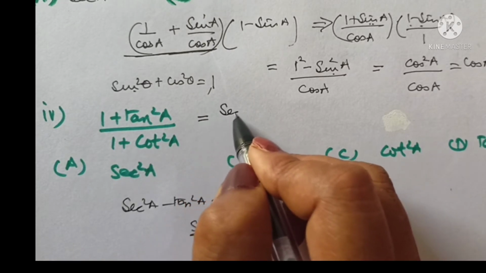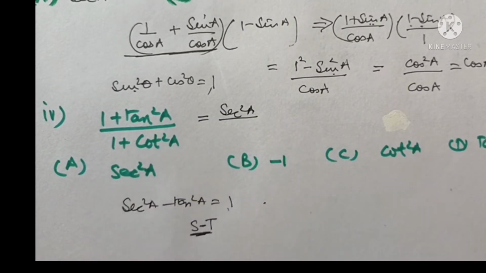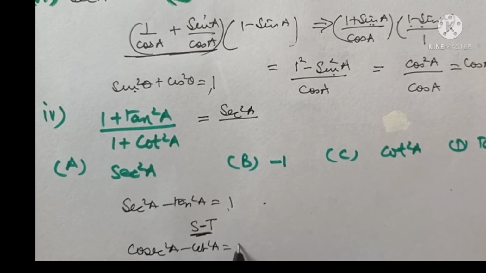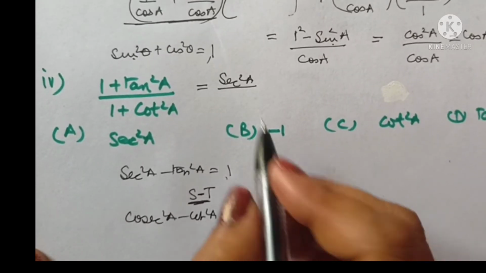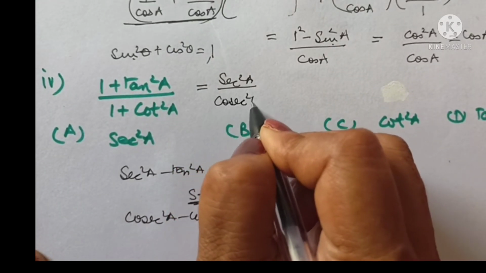So 1 plus tan square A becomes secant square A. And similarly for cot square A, the identity is cosec square A minus cot square A is equal to 1. So 1 plus cot square A is equal to cosec square A. So directly I get this.